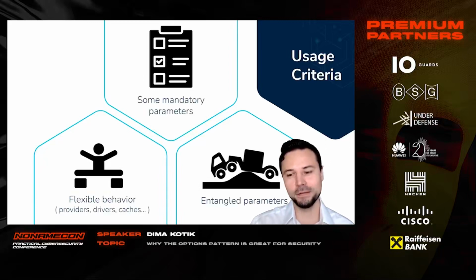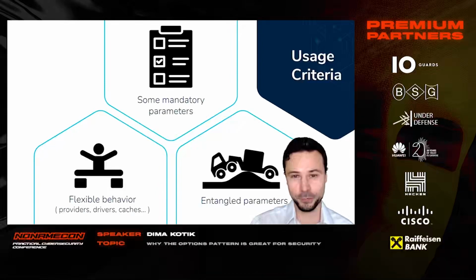And finally, if you have entangled parameters. Those are a class of conflicting parameters that affect each other. The options pattern can help you resolve gracefully at initialization any kind of entanglement in such a way that it precludes or prevents security vulnerabilities. Let's look at an example.